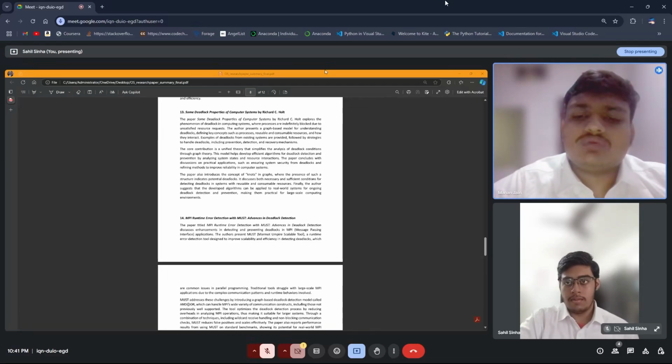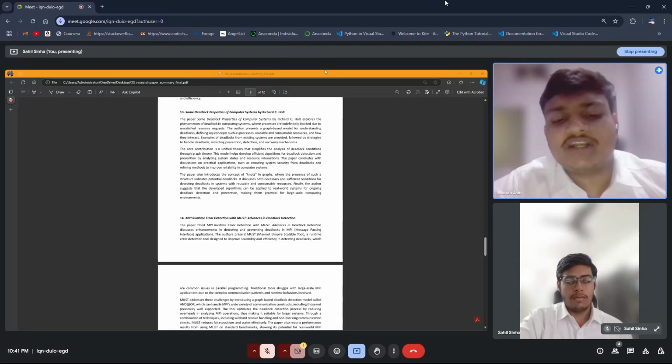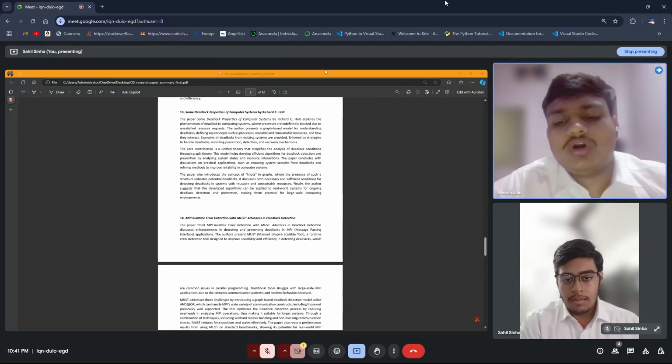The approach allows for the development of efficient algorithms for detecting and preventing deadlocks. The research paper discusses how these methods can be applied to improve system reliability and manage resources more effectively. The graph-based model simplifies deadlock analysis, making it easier to create an effective algorithm.